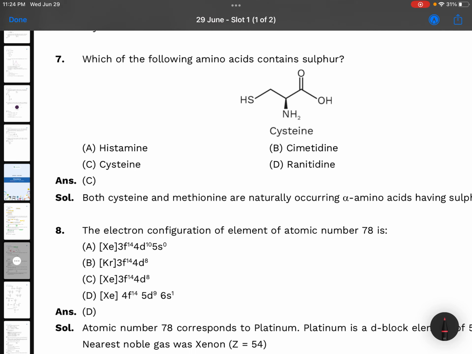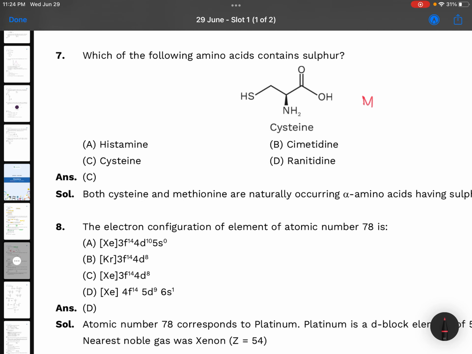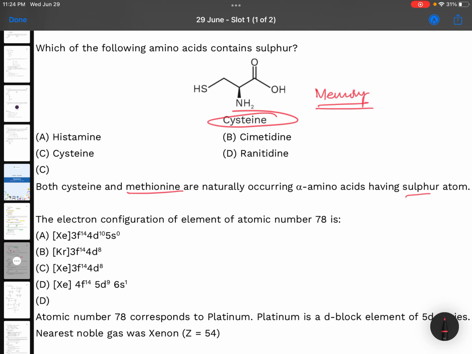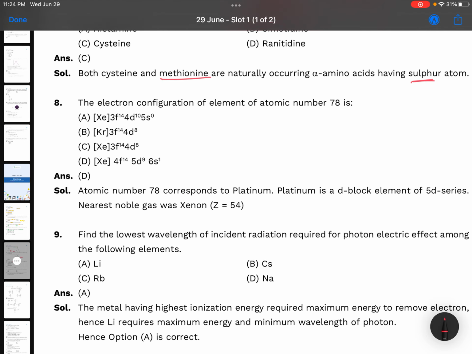Which of the following amino acids contain sulfur? Completely memory based. Memory. If you don't remember this one, don't worry. I just try to remember. It is cysteine. Cysteine as well as methionine. Both they contain sulfur. Memory based.